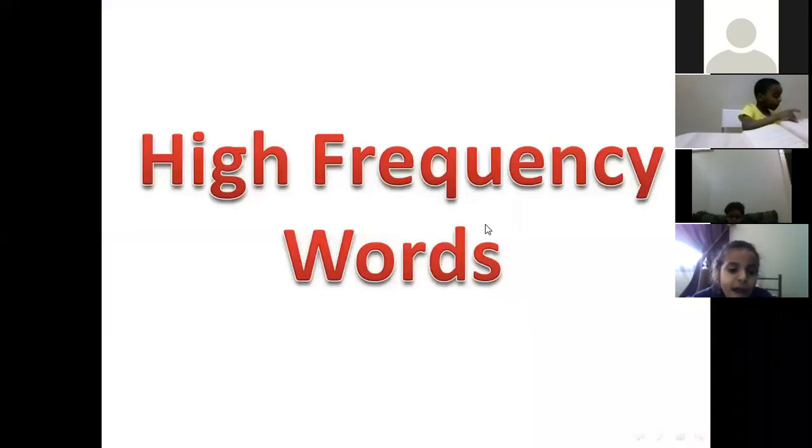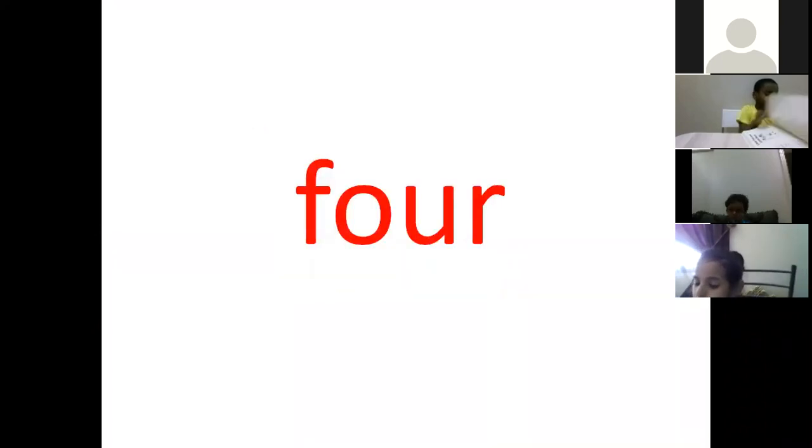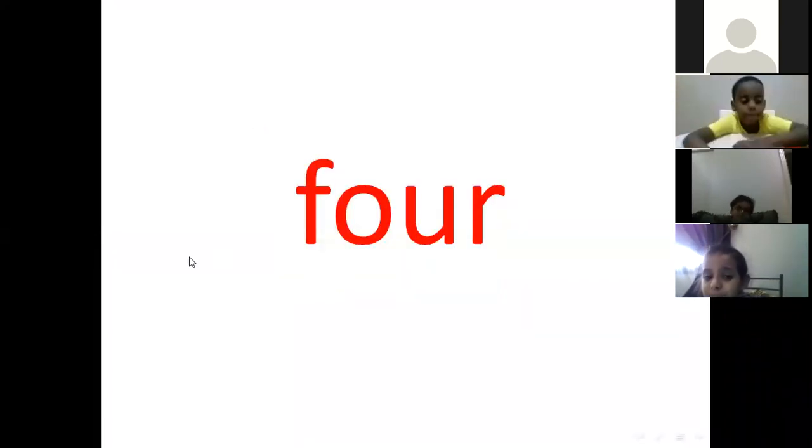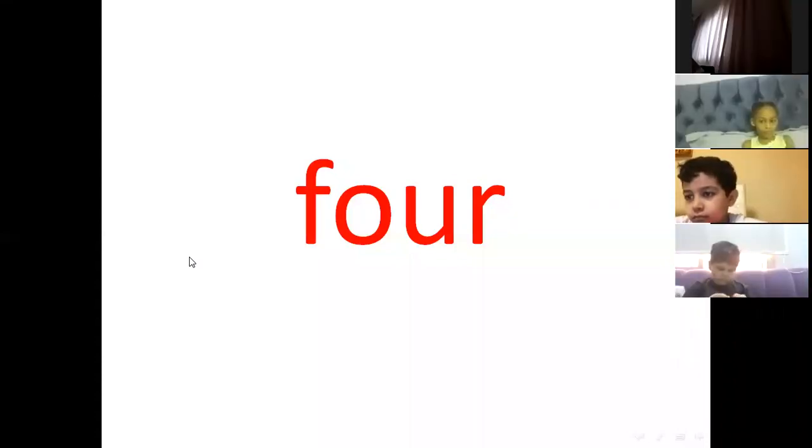Okay? In the beginning, let's take the high frequency words, Abdullah. Look at the board, all of you, not the board, the screen. The first word is four. The first word is four. Asil, look at the screen. 1, 2, 3. 1, 2, 3, 4. Four. How can we spell four?